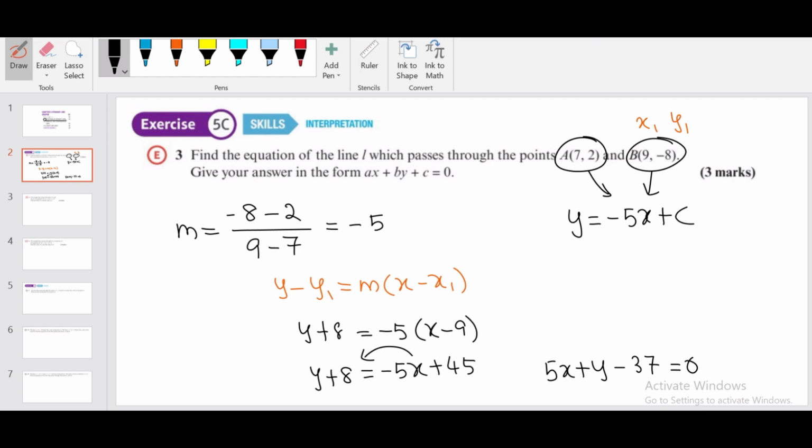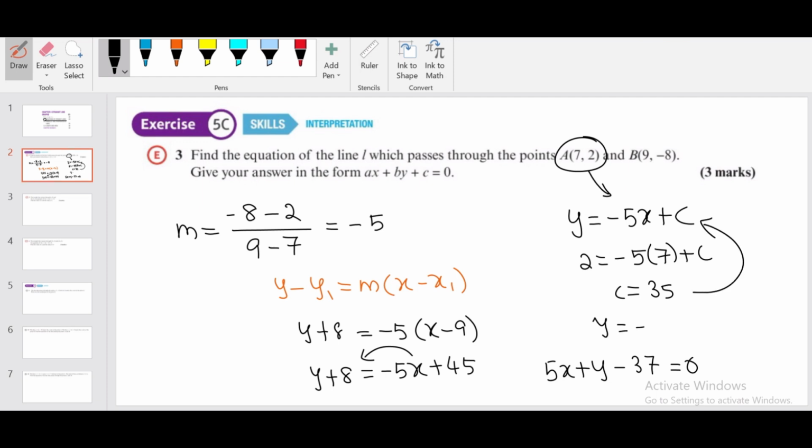In this method, I'm going to use the first point to find c now, just to show you that you'll get the same answer. 2 is equal to minus 5 times 7 plus c, which is minus 35 goes to the other side. c is positive 35. Sub in here. You'll get y is equal to minus 5x plus 35. Put everything one side, you will get the same answer.